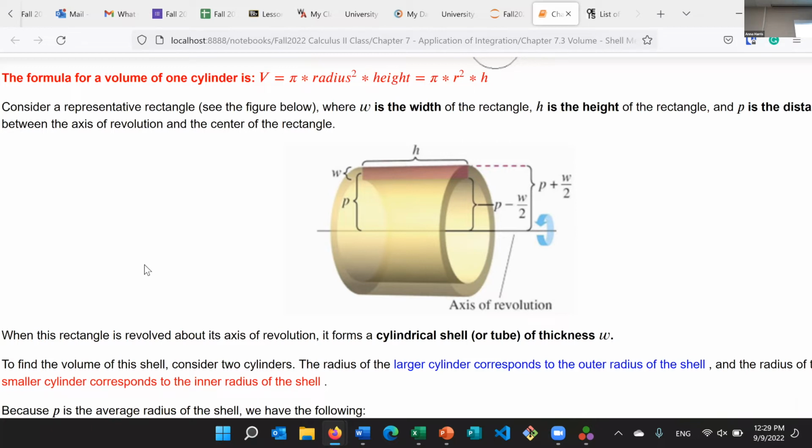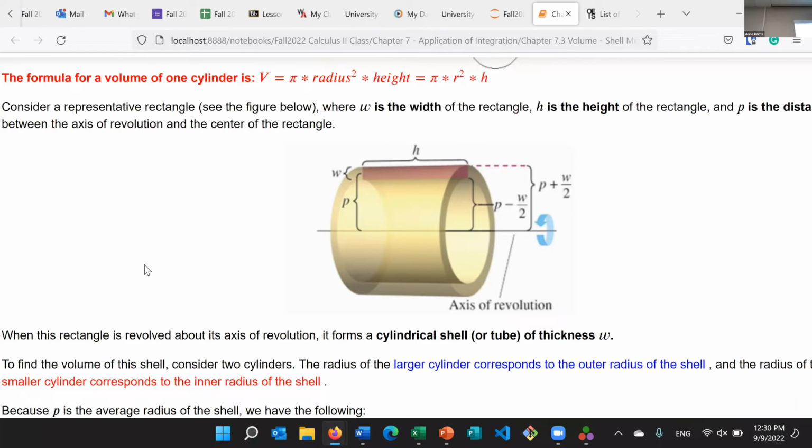And here is the radius. Okay, the radius of the smaller cylinder, I'm going to call it p, okay? p minus w over 2. Where w is the width. It's the width right here. Okay? So I'm going to take this width and make it into half. Okay? So bottom half and top half. Because I want to find the average radius. So this inside one, I'm going to call it p minus w over 2. What is the outer one then? p plus w over 2.